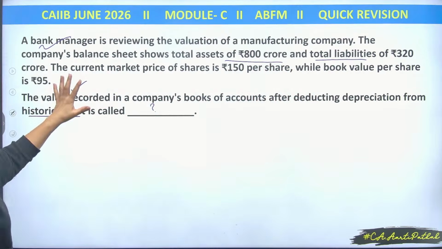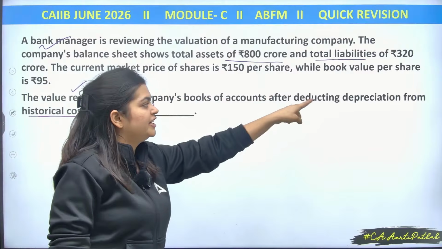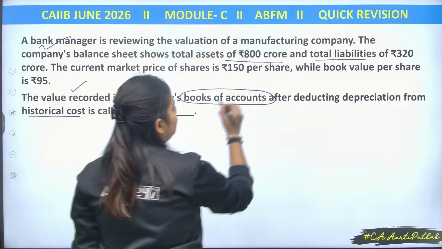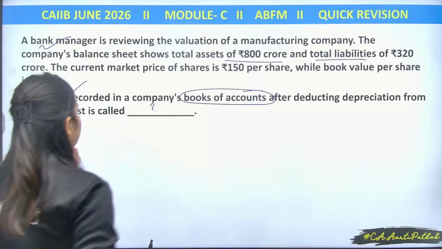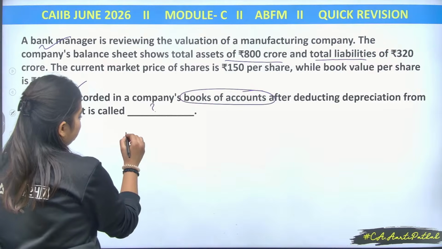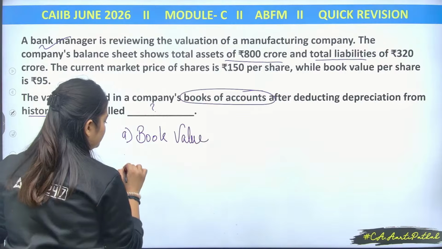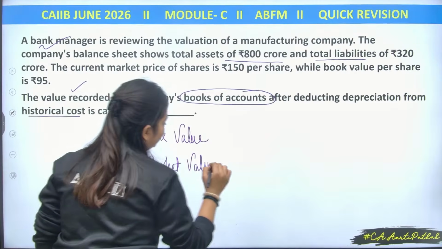But the point is, what is the question? They're asking: the value recorded in a company's books of accounts after deducting depreciation. That means you need to tell me what the value you are recording in your books is known as. We have different values: your cost value, your book value, your market value. Let me give you the hints. Whatever value you can see in your books, is that book value or market value? Yes, tell me. Now I hope you can get the answer.